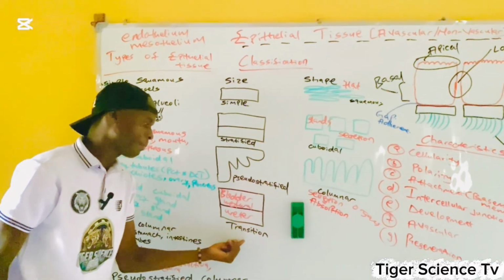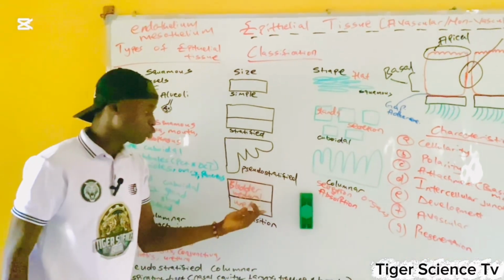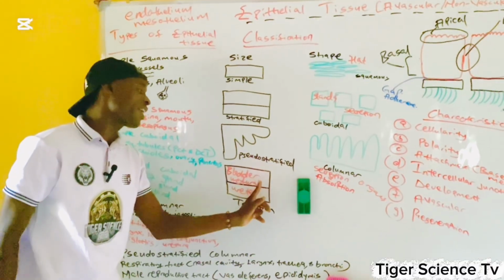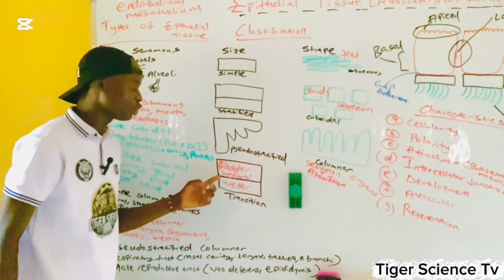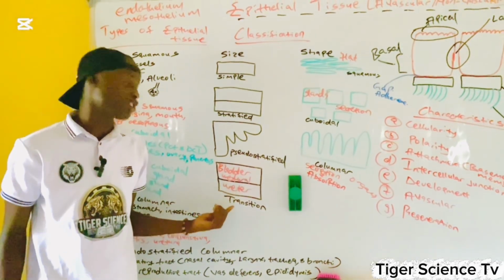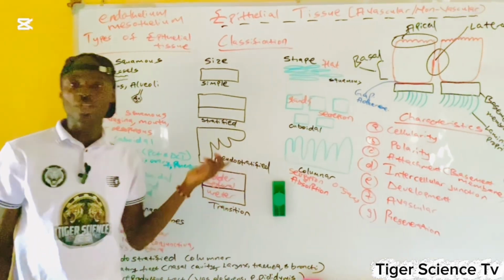Now, we have transitional epithelium too. Transitional epithelium has 2 layers like a stratified layer. They are a type of stratified epithelium that allows for stretching. You see that? You can only see them in the bladder, the ureter, and the urethra. That is where you find transitional epithelium. That is the only part of the body you find them.